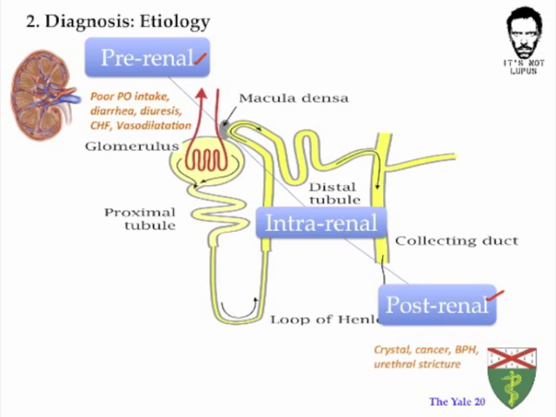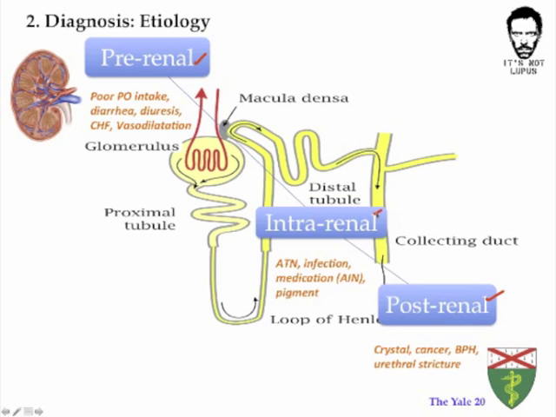Sources of obstruction can be tubular in the form of crystals, ureteral in the form of cancer or calculi, bladder neck in the form of BPH, or urethral in the form of a Foley or retroperitoneal fibrosis, although it's important to note that this obstruction must be bilateral.